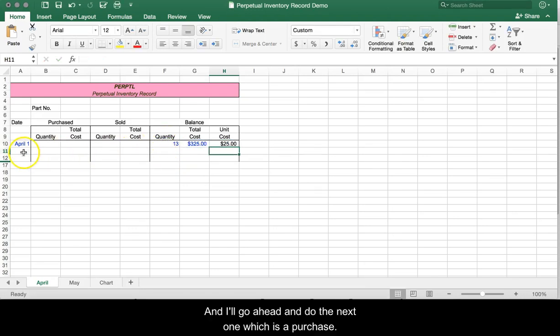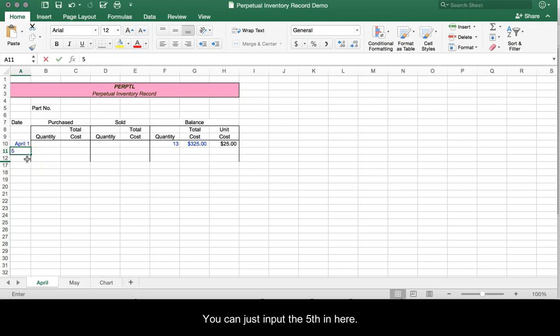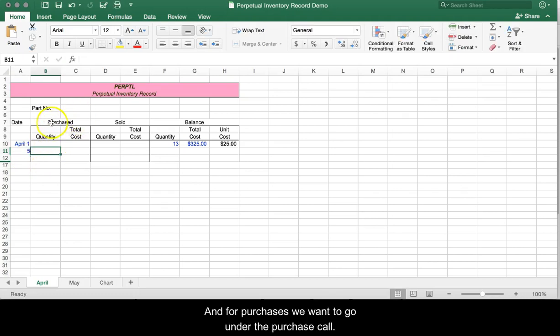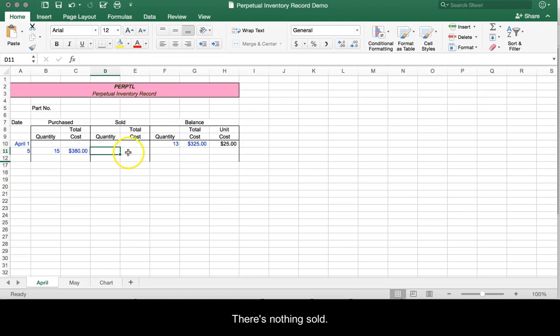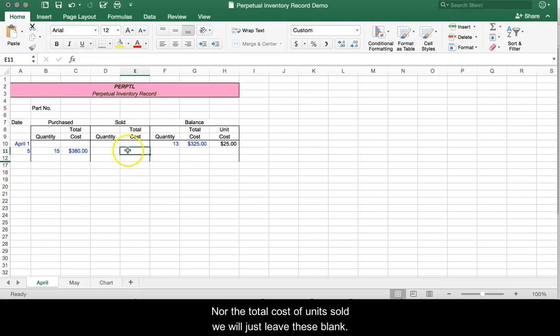And I'll go ahead and do the next one, which is a purchase on April 5th. You can just input the 5th in here. And for purchases, we want to go under the purchase column. And there are 15 units purchased for a total cost of $380. There's nothing sold, so we don't have to input anything under the quantity sold, nor the total cost of units sold. We'll just leave these blank.